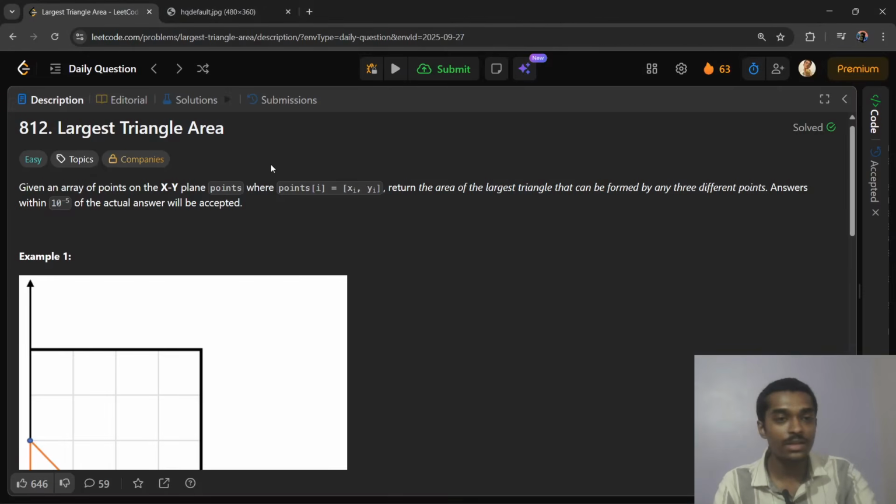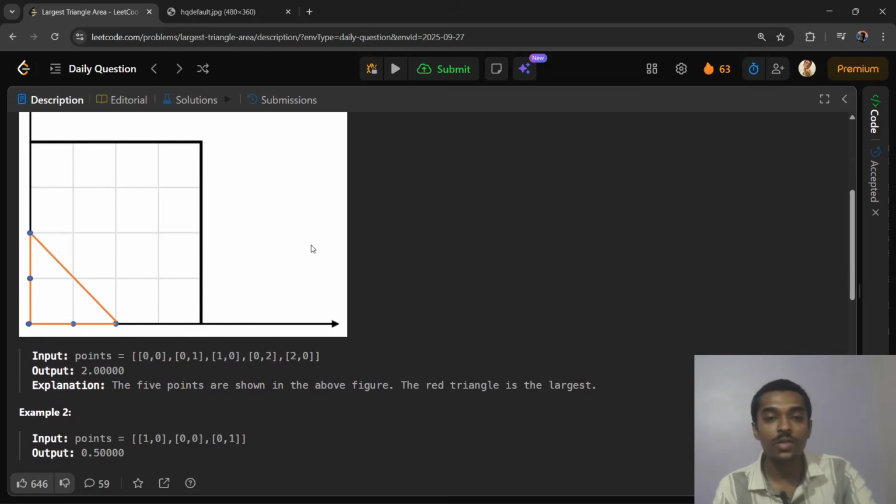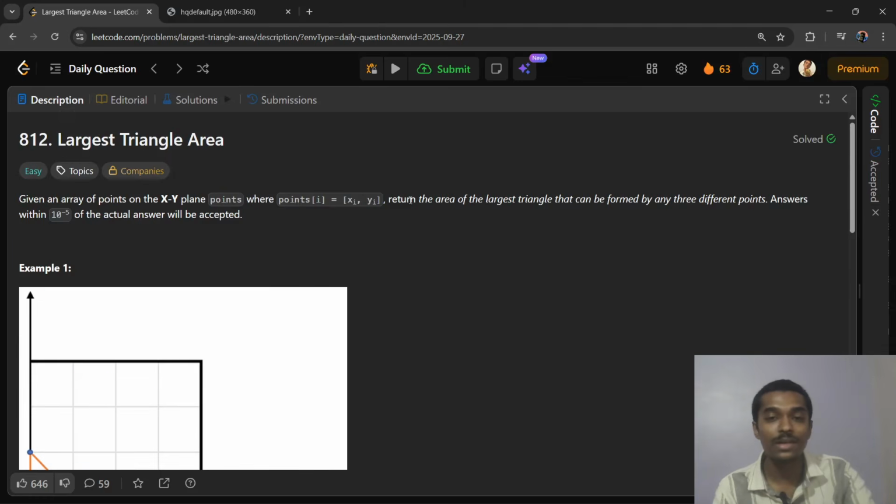Our today's question is Largest Triangle Area. You are given an array of points on the XY plane, where each point is xi, yi. These are the coordinates. All the coordinates, (0, 0) is this point, (0, 1). These are all the points. You have to return the area of the largest triangle that can be formed by any three different points.